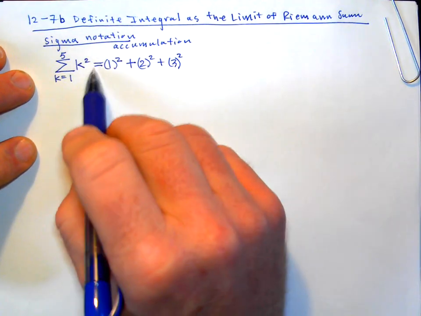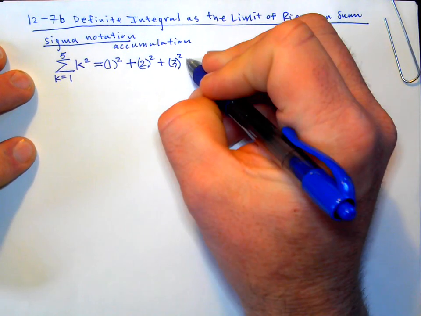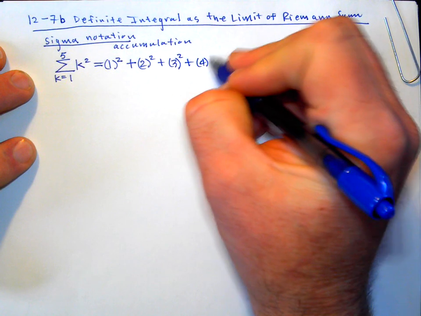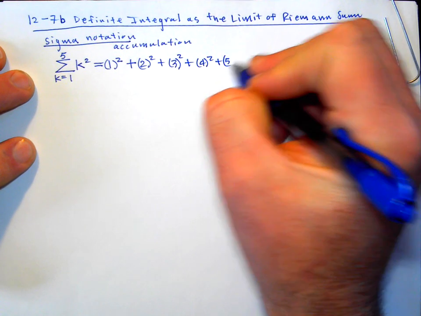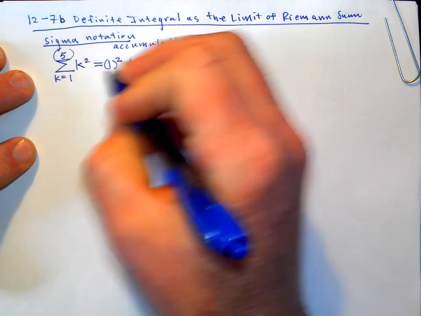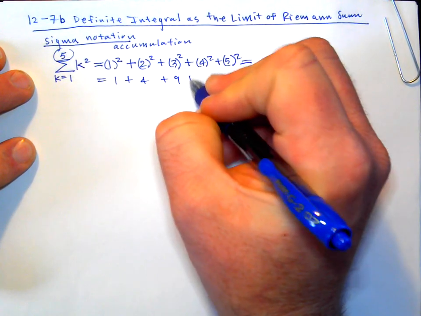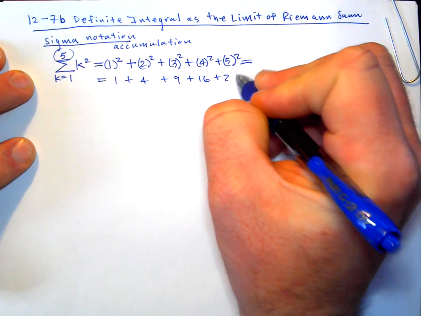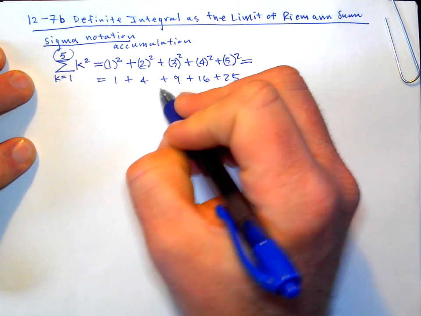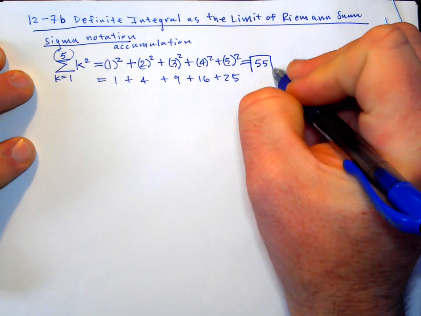And this is the formula. You're plugging integers only for k, and then you're adding them up. So we could keep going, and we would stop at the number at the top, and then we would add these all up. So this is 1 plus 4 plus 9 plus 16 plus 25. So it's 14, 30, 55 would be the answer.